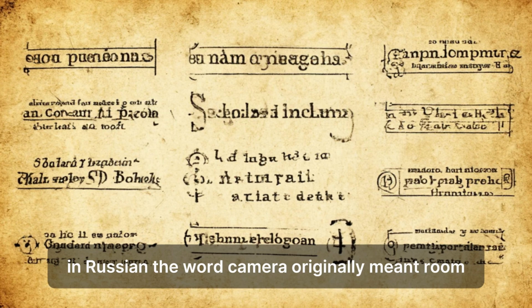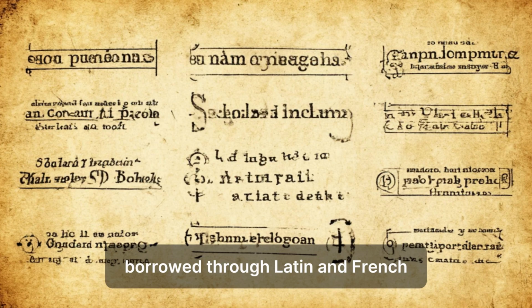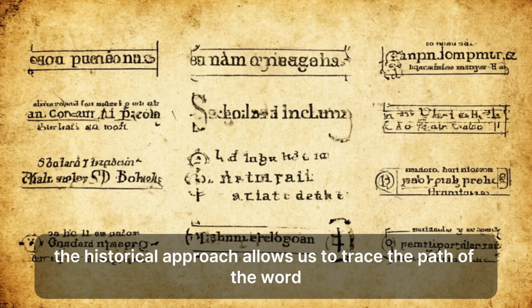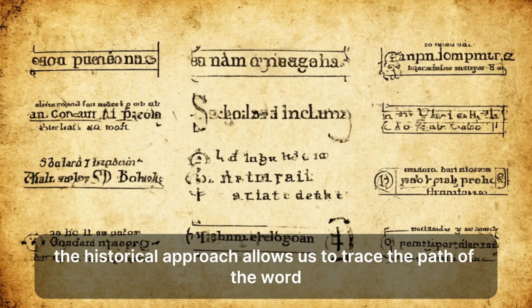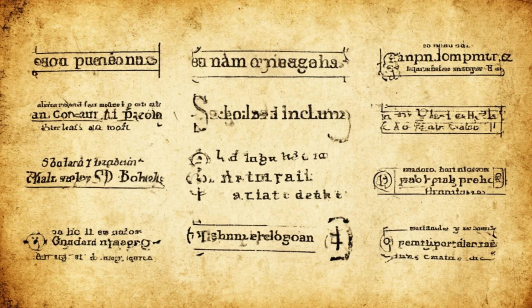In Russian, the word camera originally meant room, borrowed through Latin and French. The historical approach allows us to trace the path of the word from ancient forms to modern meanings.